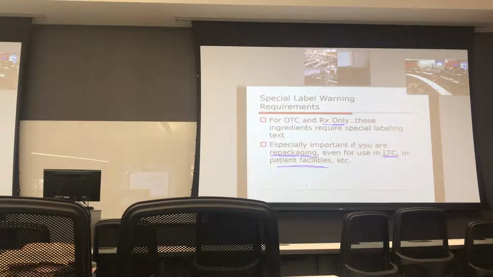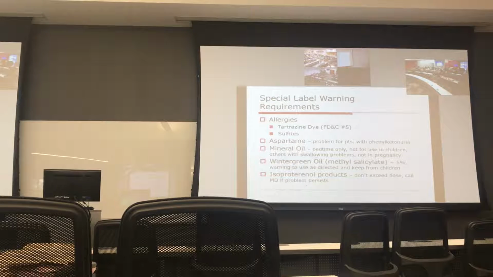There are some other considerations when you do that. Here are those things that require special labeling. One is tartrazine dye. It's also referred to as food, drug, and cosmetic dye number 5, FD&C number 5.